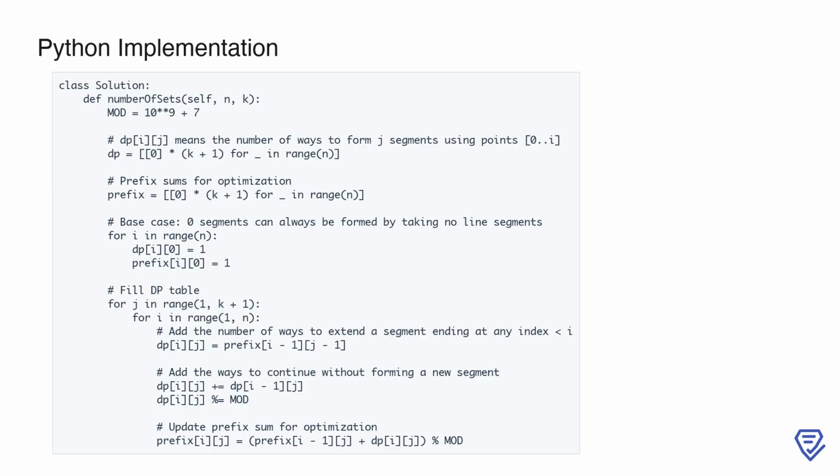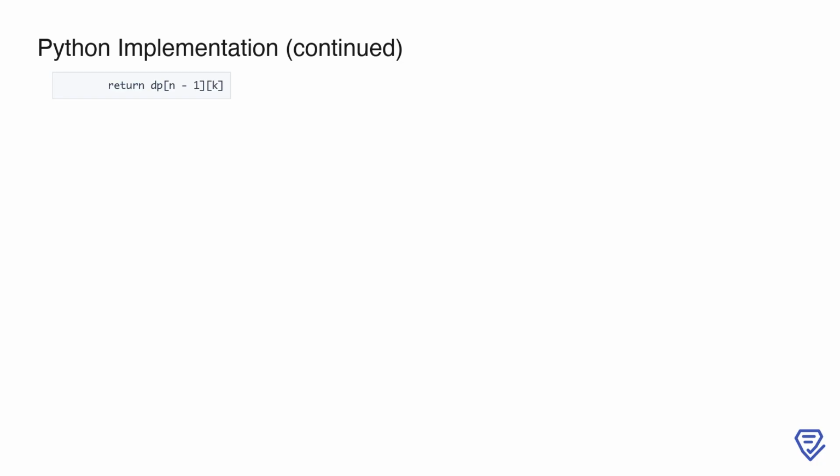We then update the prefix array by adding the current dp[i][j] to the cumulative sum stored in prefix[i-1][j], again taking modulo mod to prevent overflow. After completing the nested loops and filling the dp table, we return the value stored at dp[n-1][k].